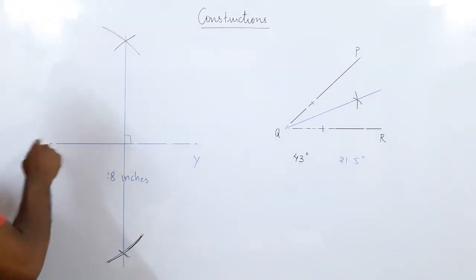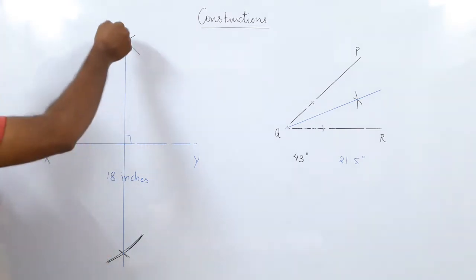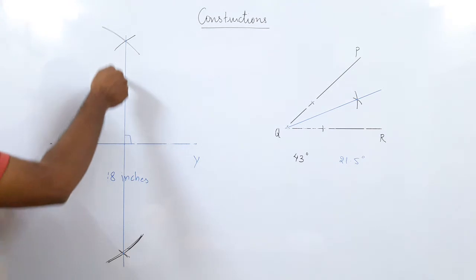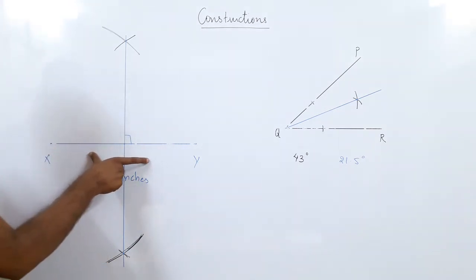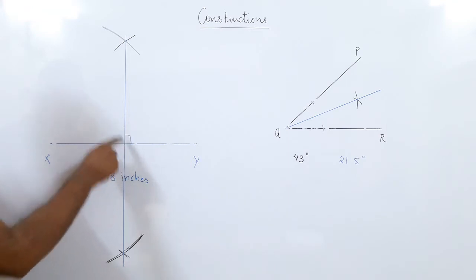How to find the midpoint of a line segment. How do you find the midpoint of the line segment or the perpendicular bisector? What is a perpendicular bisector? A perpendicular bisector means a line which divides a line segment into two equal parts. Bisects means two equal parts, at 90 degrees.